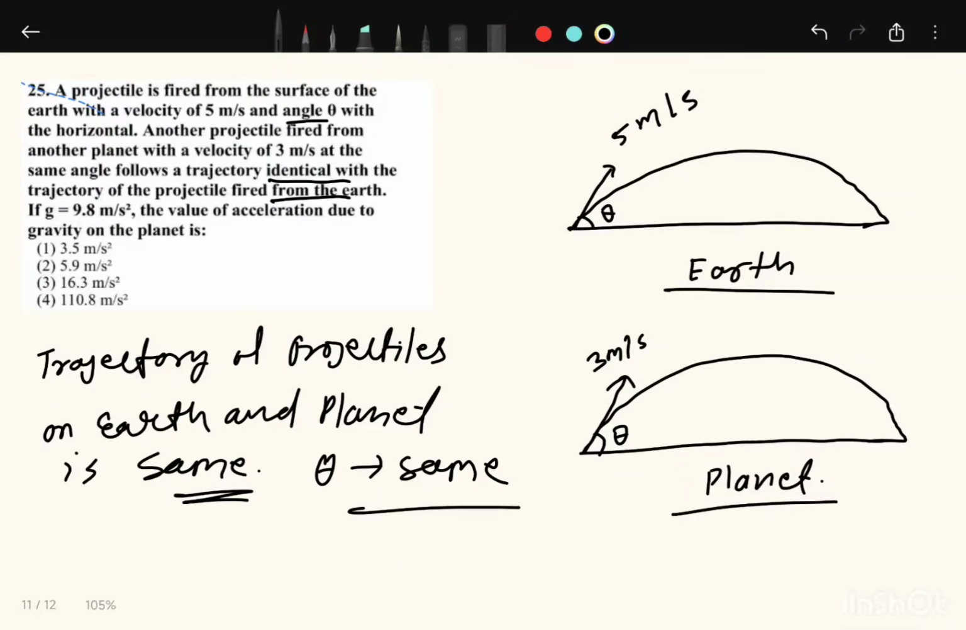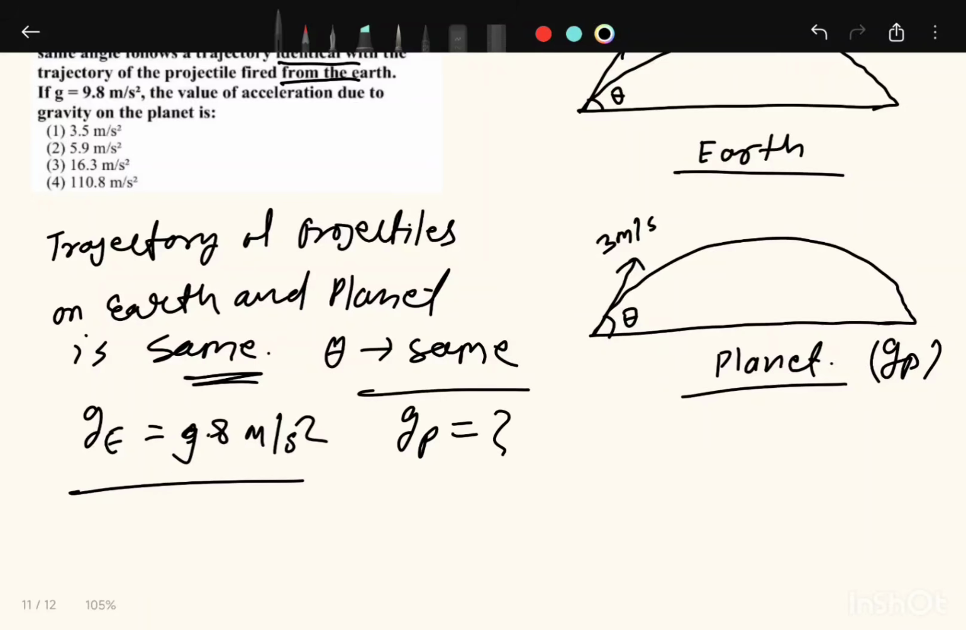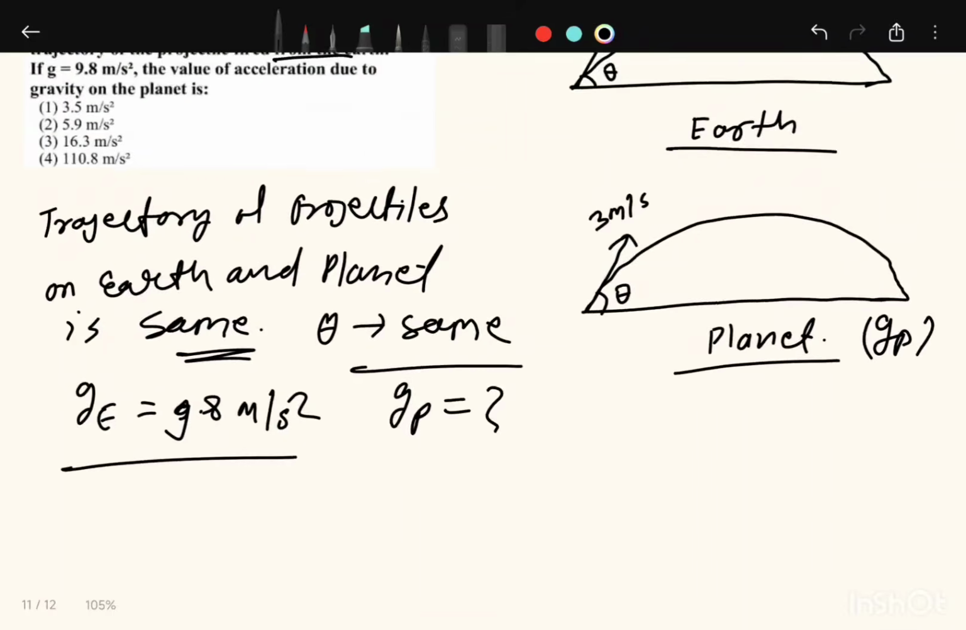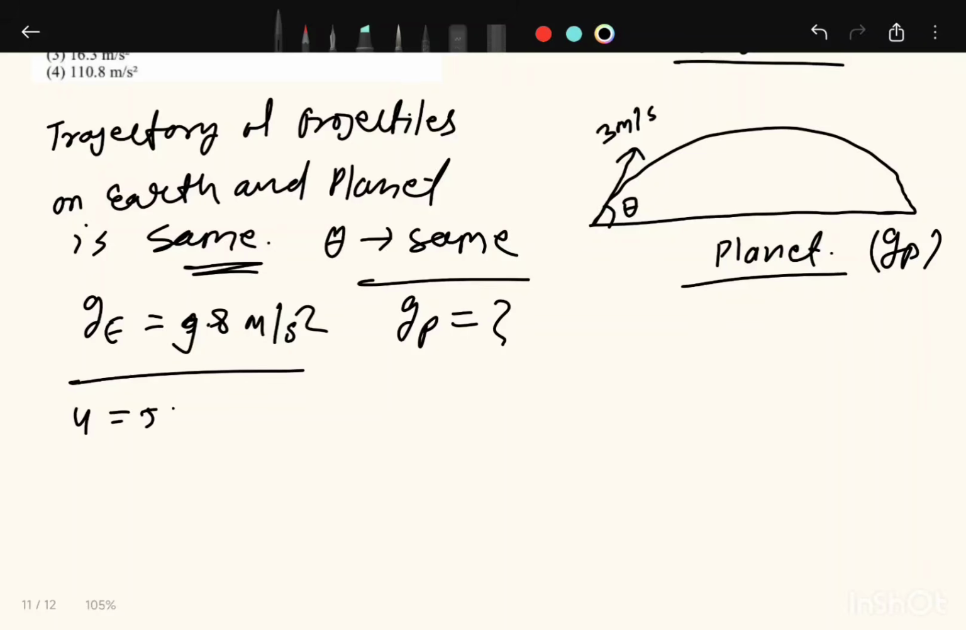So we have to find the value of acceleration due to gravity on the planet. We have to find the gravitational acceleration at this planet. Okay, we have to find Gp. So Ge is given to us, that is 9.8 meter per second square, and we have to find Gp, right? And what else is given to us? U, the speed of the projectile on the Earth is given as 5 meter per second, and on the planet it is given as 3 meter per second, right?